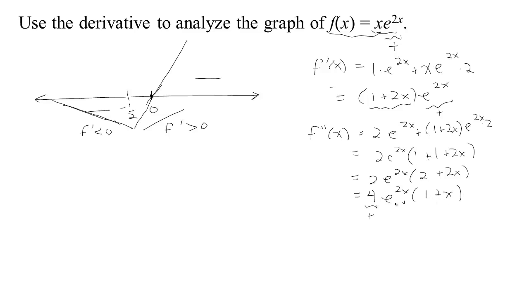This guy is positive, e to the 2x is positive, so the sign of the second derivative just hinges on this term, 1 plus x. You can see that the change occurs when x is negative 1. When x is negative 1, the second derivative is equal to 0. If x is less than negative 1, then this negative number will overwhelm the 1 and we'll have a negative. So the second derivative will be less than 0 at this point. That means that the graph is going to be concave down.